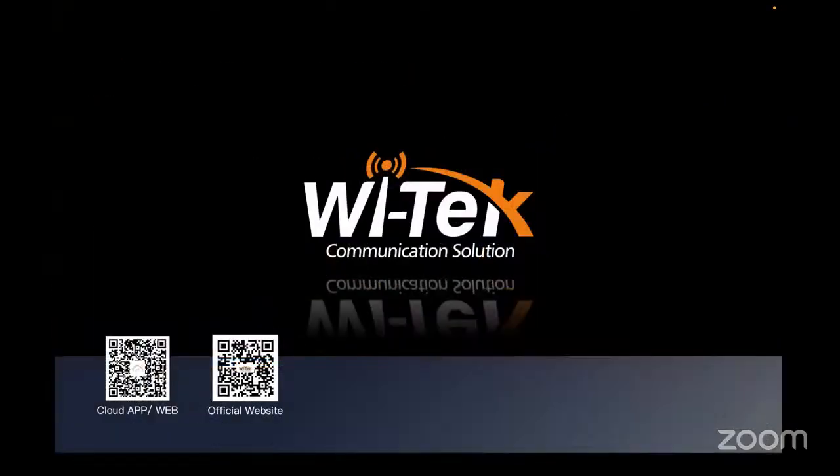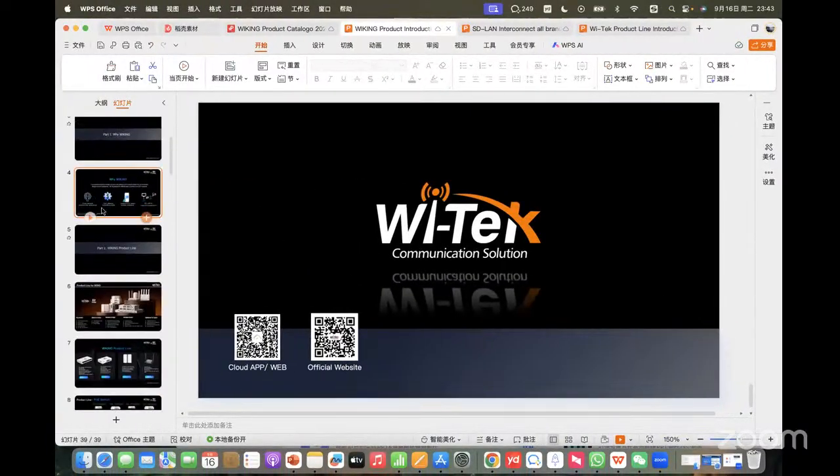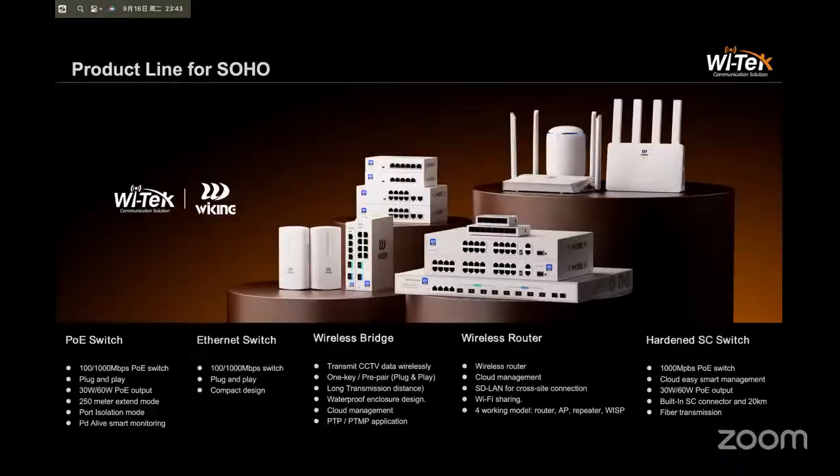Okay. Today I mainly introduce the Wiking series. I hope this product can help everyone. If you are looking for a good price but stable CCTV PoE switch, you choose Wiking. If you want a point-to-point that is very easy, simple to use, just one pair to kit, one kit to pair, you use Wiking. And if you want some router with on-wave detection, you can show the cameras in your cloud, in your app, then you can choose Wiking. That's all. Thank you, everyone.